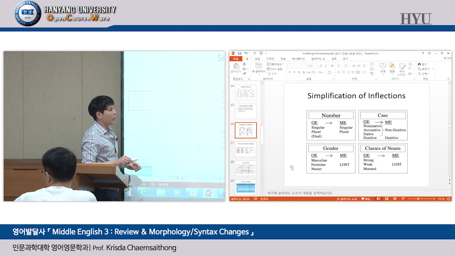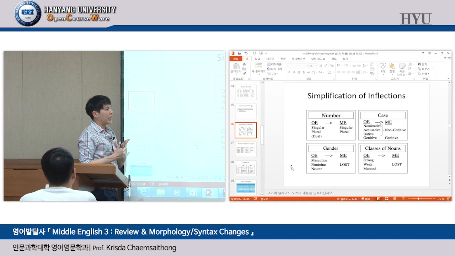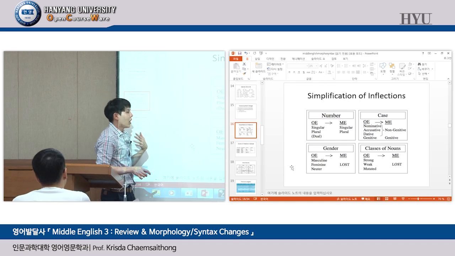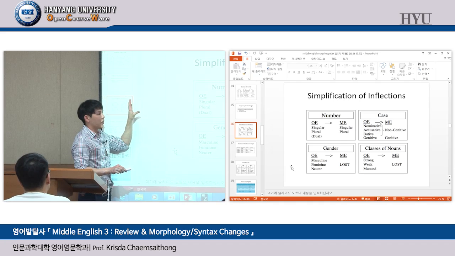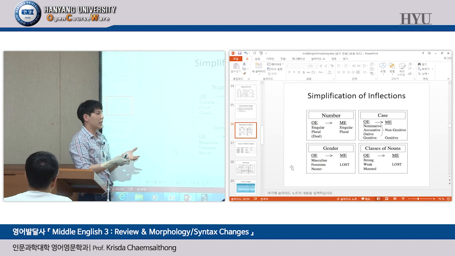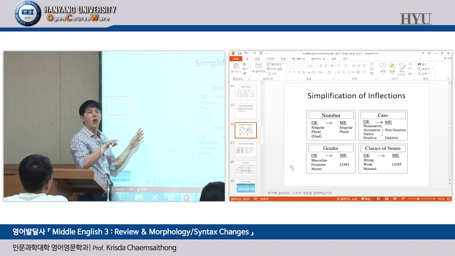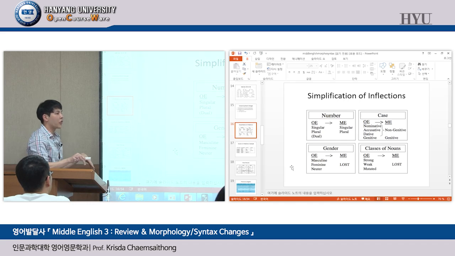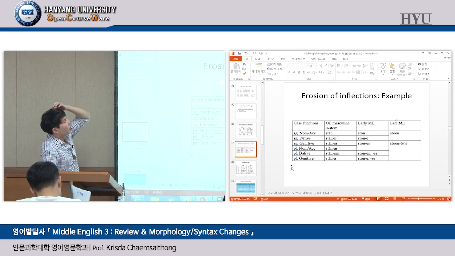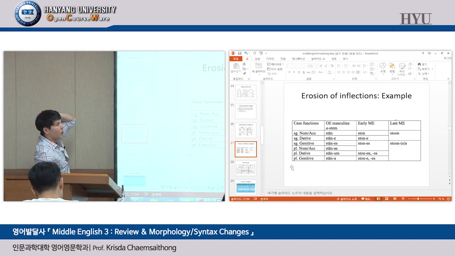And classes of noun, strong, weak, mutated, strong nouns, weak nouns, they are all gone. We don't have classes anymore. Only some remnants, which I'll explain later. Because remember, strong masculine nouns are the majority in Old English. So the strong noun will take over other classes. Now, erosion of inflections example.